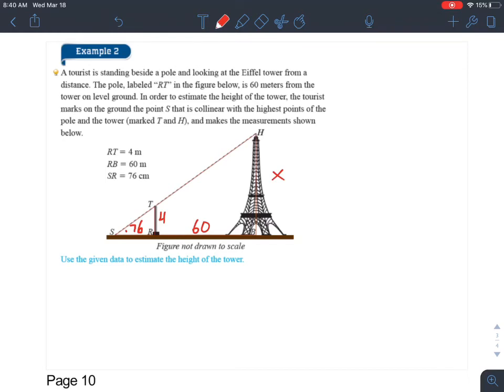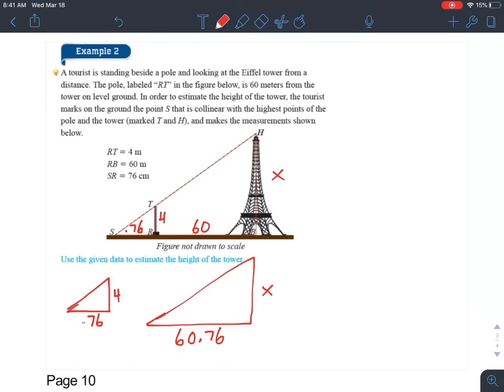So we are going to have two triangles. I'm going to go ahead and set up the small one. And then we are going to have a bigger triangle. Now this is definitely not going to be to scale. But the bottom, we're going to have to add the 60 and the 0.76. And then we're going to have the x there.